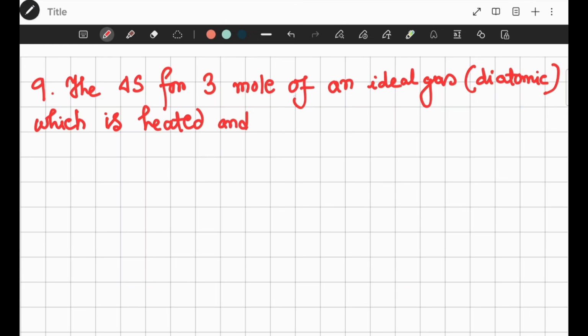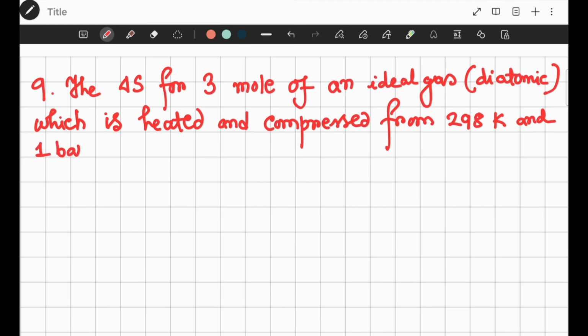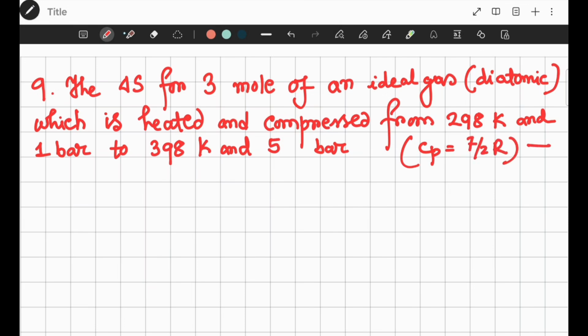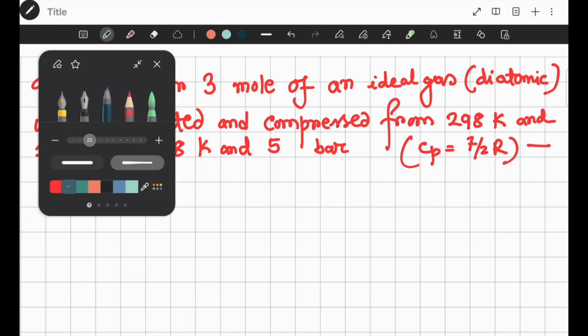and compressed from 298 Kelvin and 1 bar to 398 Kelvin and 5 bar. So same type of question that is given, Cp is given. So it is easy, I think.